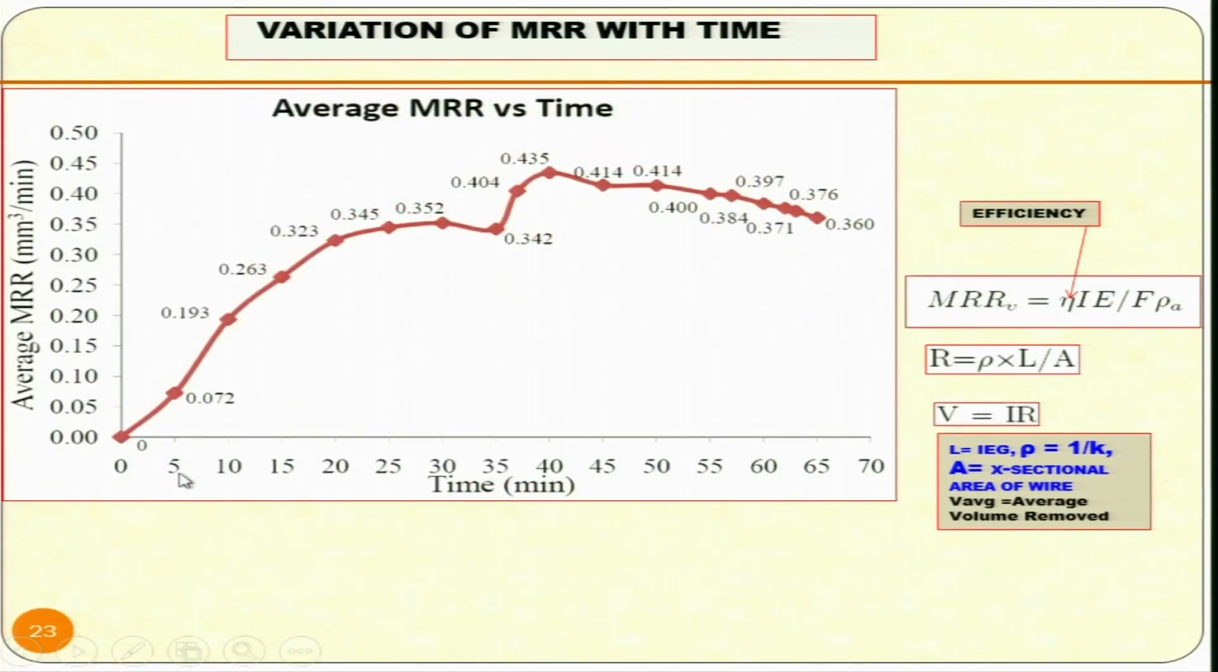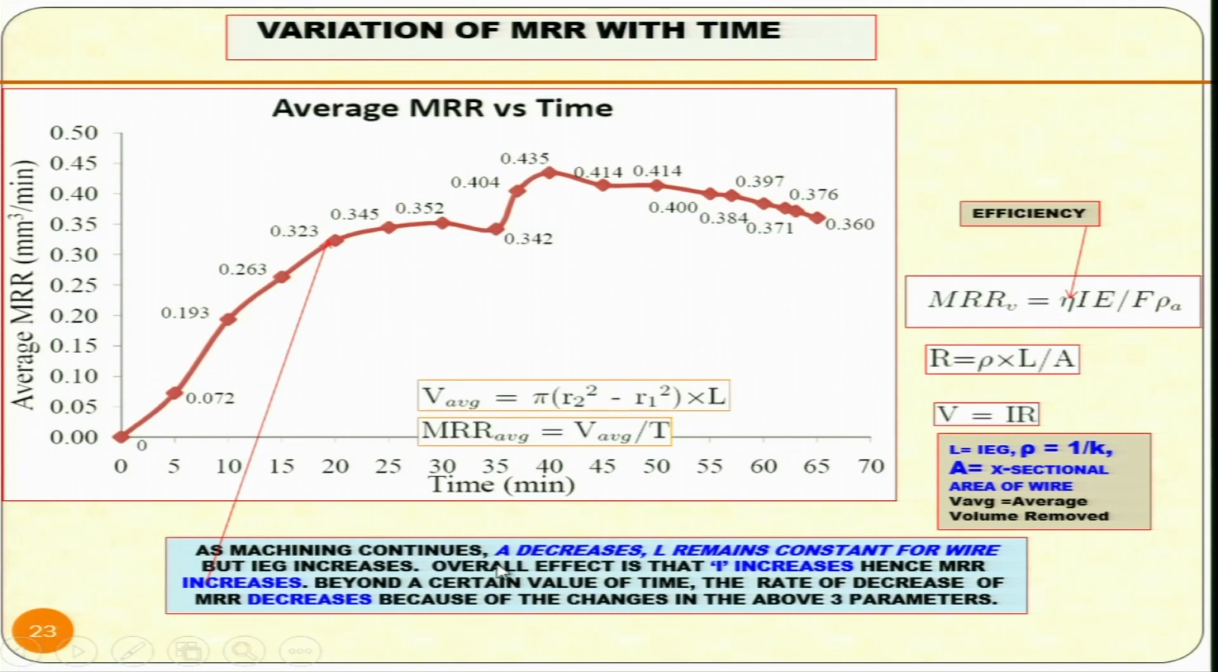You can see here average MRR removed. This is time and this is average MRR cubic millimeter per minute. It starts increasing and then it more or less stabilizes. You can calculate V average, or this has been calculated from π (R2 square minus R1 square) multiplied by length L, or MRR average, V average, that is the volume average removed divided by time. So you can calculate either total volume of the material removed from the wire or material removal rate from the wire.